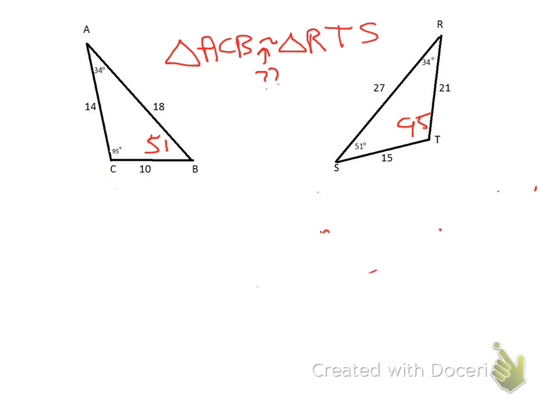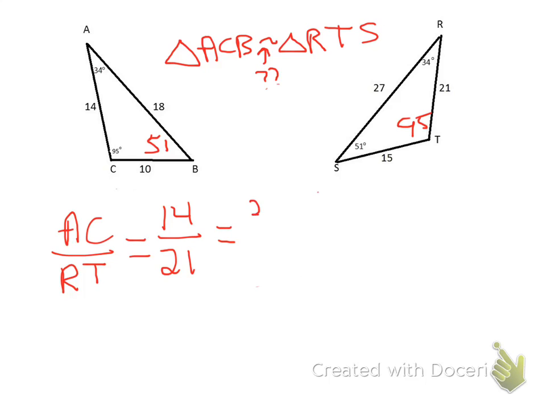In order to figure what sides correspond to each other, we will do it the same way we did it for congruent triangles. We'll look at the order of letters in our proposed similarity statement. AC should correspond to RT. So we're going to look at the ratio of AC over RT. They correspond because they're the first two letters of each. Well, AC is length 14 over RT, which is length 21. 7 divides into both of those, so that reduces to 2/3.